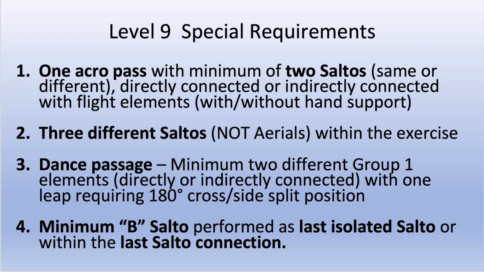The dance passage, minimum of 2 different group 1 elements, directly connected or indirectly connected, with 1 leap off of 1 foot, requiring a 180 cross or side split position. And the last one is the minimum B salto performed as the last isolated salto or within the connection.